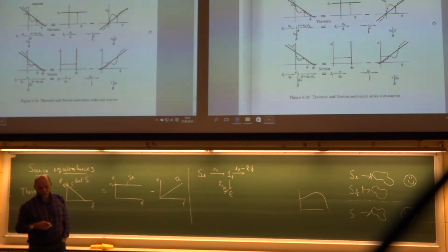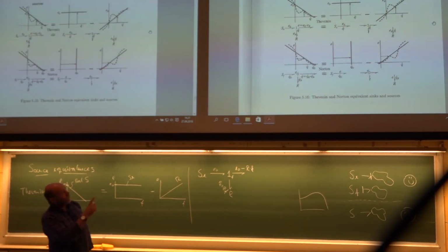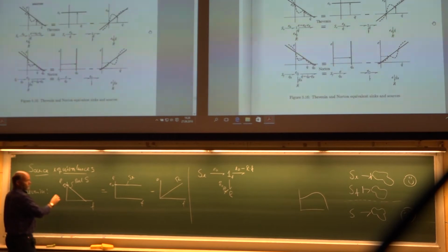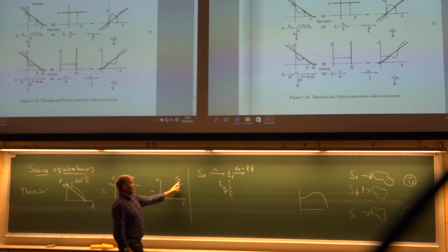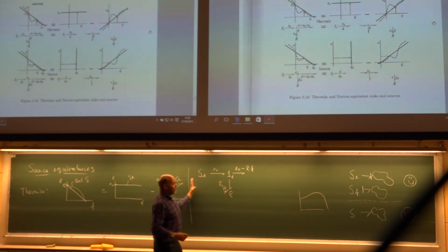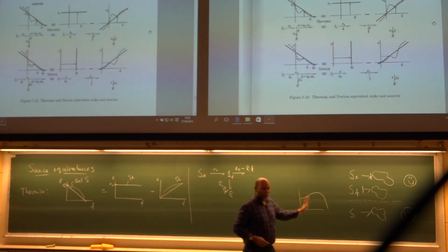And as it is indicated here in the book, if the real characteristic is not a straight line, it is maybe curved or it's a function, then this resistance is not constant anymore. Then it also is a function. But we can still do the same thing. That's important. That's the whole point.